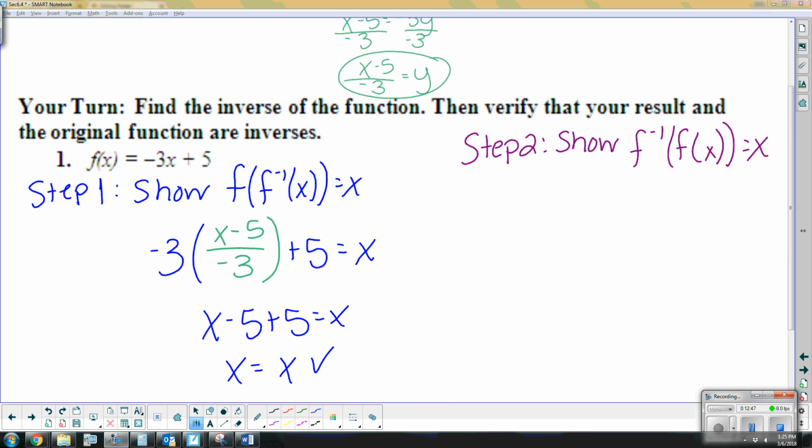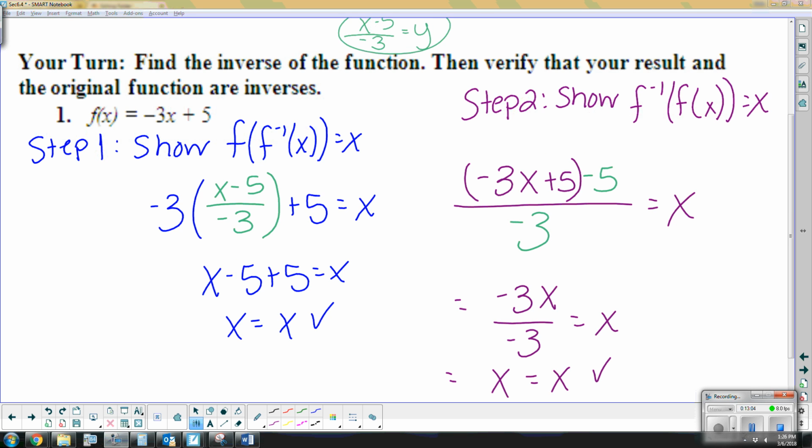So first we'll show that f of the inverse of f of x is equal to x, which it is. And now secondly, we're going to do the composition the opposite way. So f of x composed with the inverse. So then our second step, showing that f of x composed with the inverse of f is equal to x, that is also true. So yes, we found the inverse. The inverse is y equals x minus 5 over -3. And we verified that it was the inverse by doing both compositions, f of the inverse, f composed with the inverse, and the inverse composed with f.